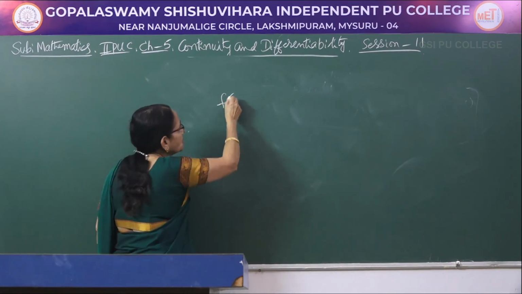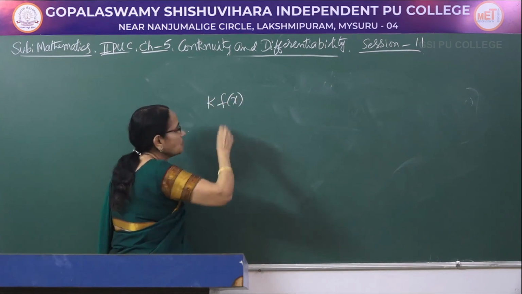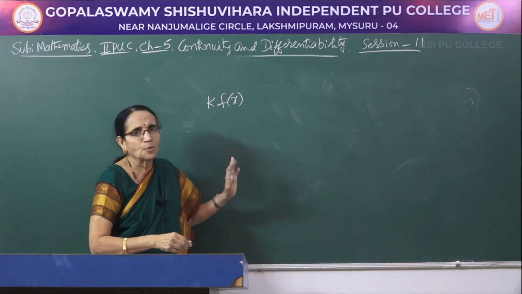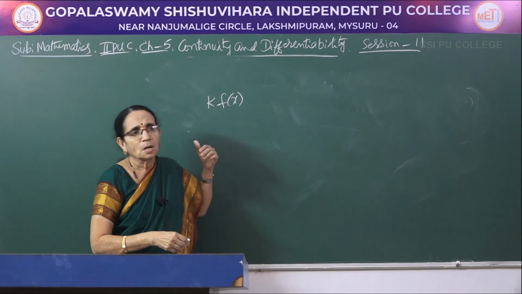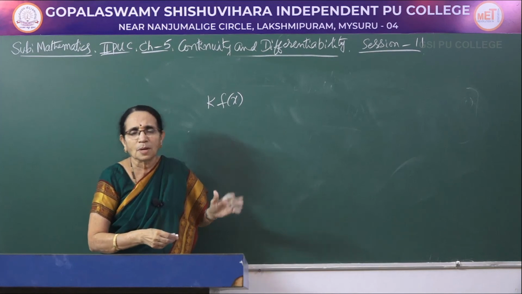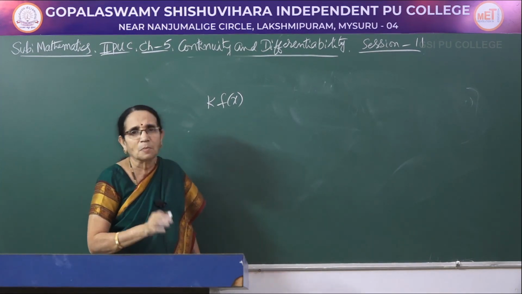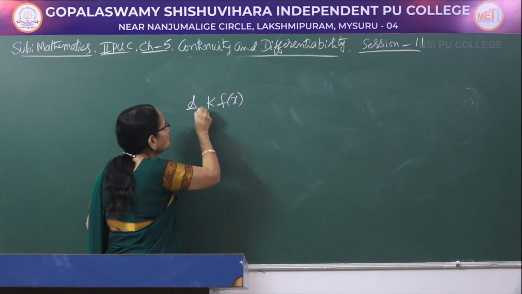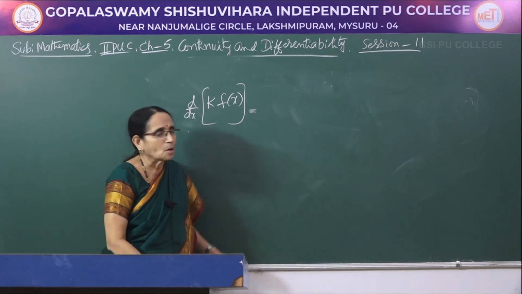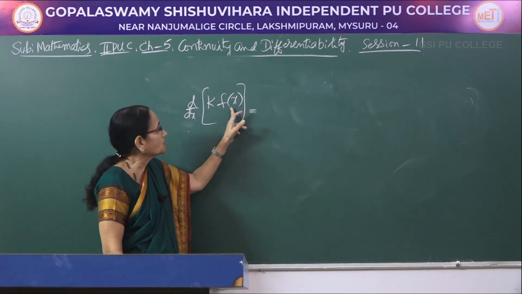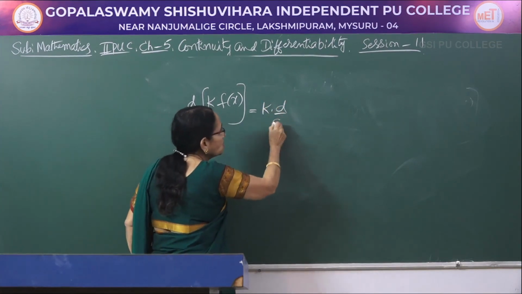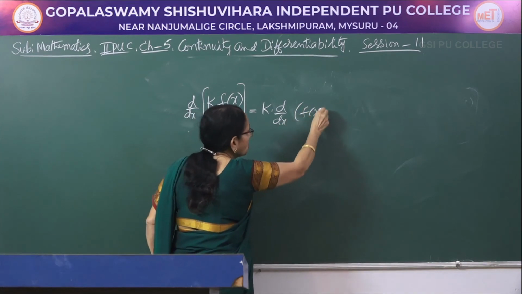Sometimes the function f(x) will be multiplied by a constant k, like 2 into f(x), 2 into sin x, 3 into x to the power 4, or 7 into tan x, or 9 into e to the power x, something like that. The function would be multiplied by a constant, that is d by dx of k into f(x). We calculate the derivative only for the function. When the function is multiplied by a constant, keep that constant outside and differentiate only the function.